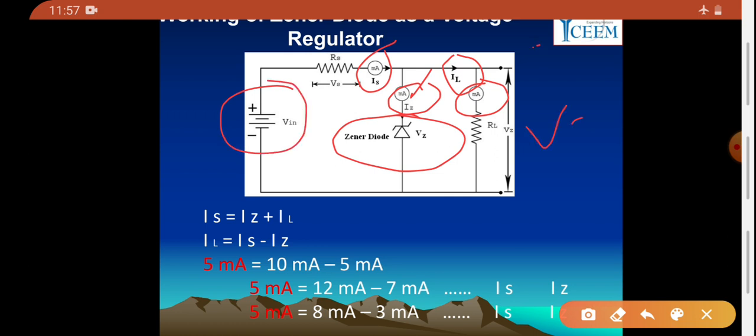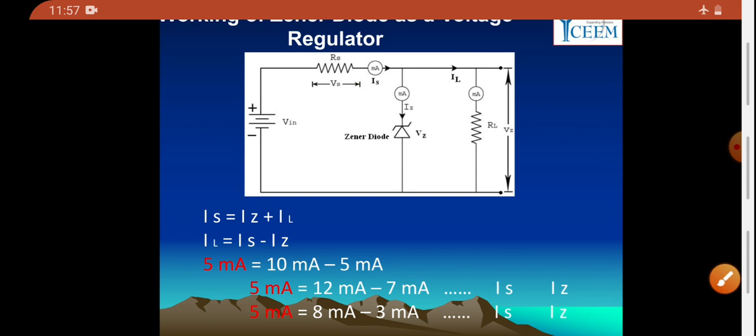So output voltage will be available across the load, which is nothing but equal to Vz. Vo is equal to Vz. Now if you apply KCL at this point, marked here with a red mark, let us discuss how this circuit works. Summation of incoming currents is equal to summation of outgoing currents. So you will get this equation: Is is equal to Iz plus IL. Is is the incoming current and Iz and IL are outgoing currents from the node. So you can modify this: IL is equal to Is minus Iz.